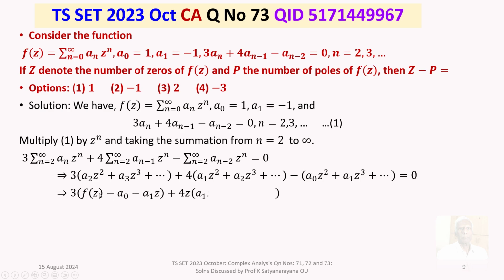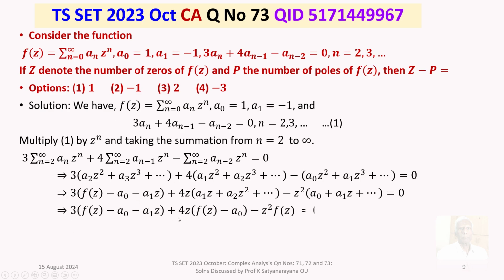So 3 times f(z) - a_0 - a_1 z, plus in the second term, take z common, 4z into (a_1 z + a_2 z^2 + so on). And in the third one, you take minus z^2 common, that is a_0 + a_1 z + so on. In the second one, a_1 z + a_2 z^2 + ... is f(z) minus a_0, the whole expansion without the first term. So that will be 3 times (f(z) - a_0 - a_1 z) + 4z times (f(z) - a_0) - z^2 into f(z).